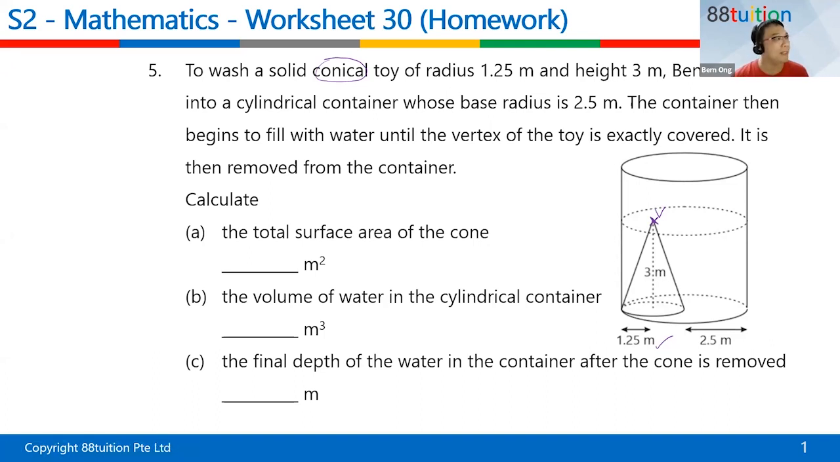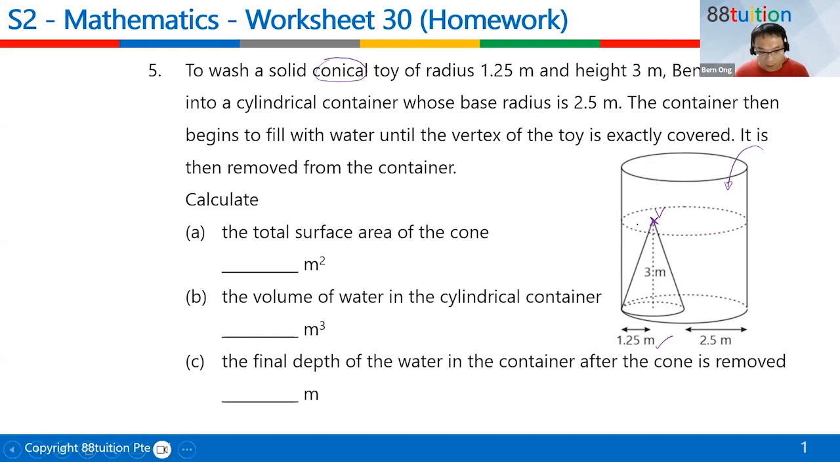So what is happening? Inside the container, actually there is no water. Then he puts in the cone. After that, he pours in water. When he pours in the water, it reaches the vertex of the cone. After that, he removes the cone. Understand or not?